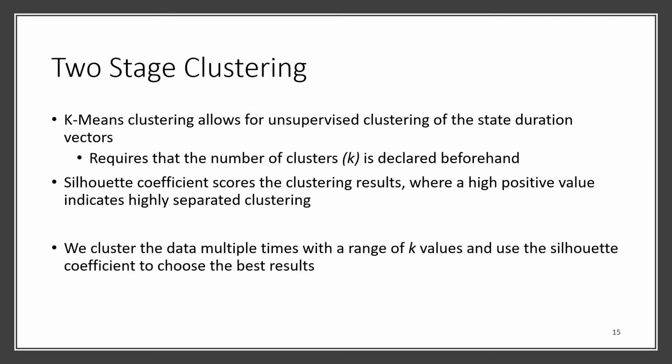One benefit of this is that we can use the centroids as a single representation of the workloads that we find within that cluster. One downside of the k-means clustering algorithm is that it requires that the number of clusters is declared beforehand, and this is not necessarily an easy value to determine. So to get around this, we use the silhouette coefficient, which scores the clustering results, where a high positive value indicates highly separated clustering. Because k-means is such an efficient clustering algorithm, we cluster the data multiple times with a range of k values, and we pick the results that give the highest silhouette coefficient.